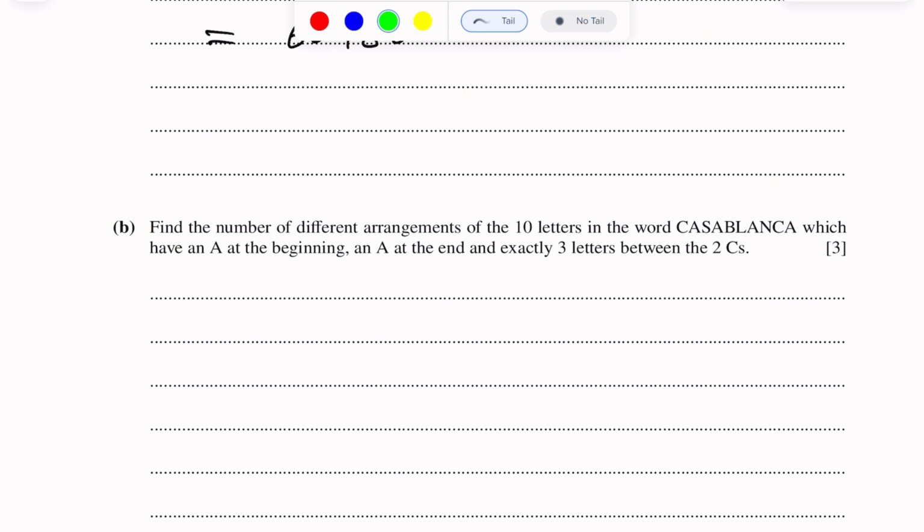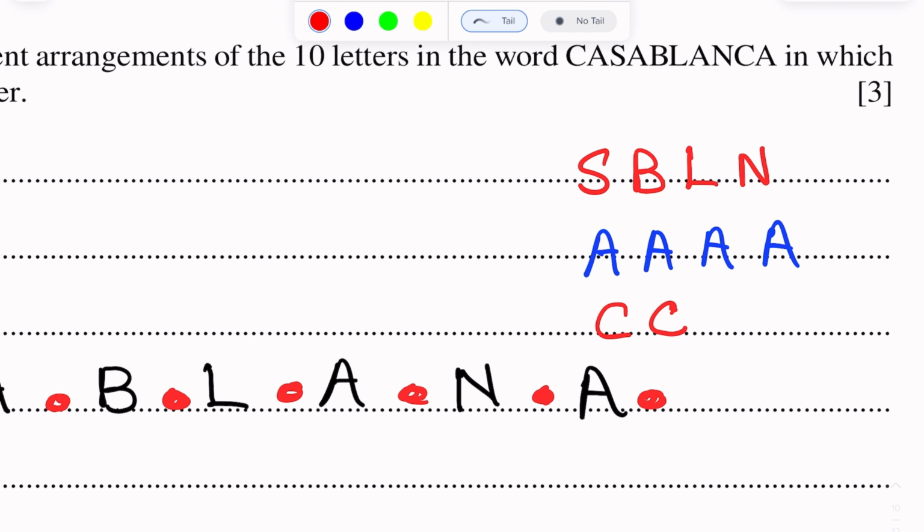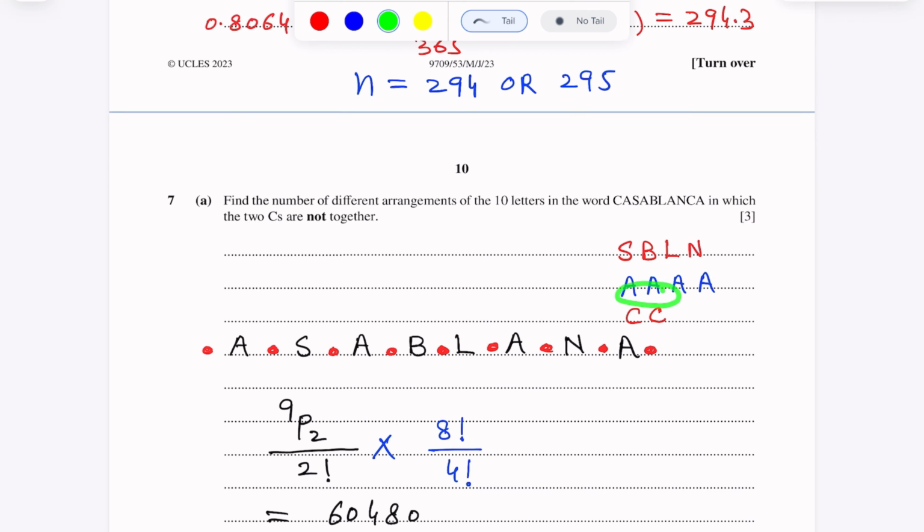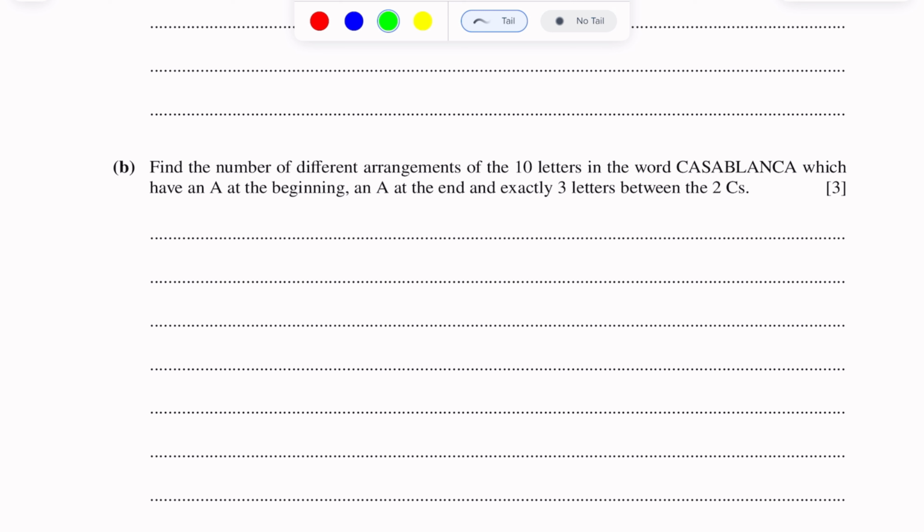Again, first we write here the repeated letters, which we have written already in the above part. S, B, L, N are separate, four A's are repeated and 2 C's are repeated. The restriction is that at the beginning there is A and at the end there is A. So we are adjusting A's: A at the beginning and A at the end. So we have adjusted these 2 letters A.